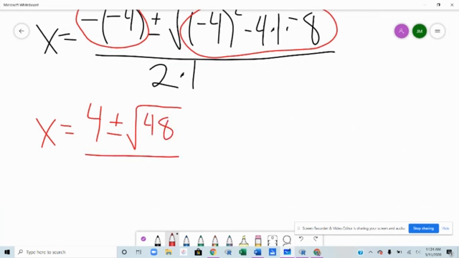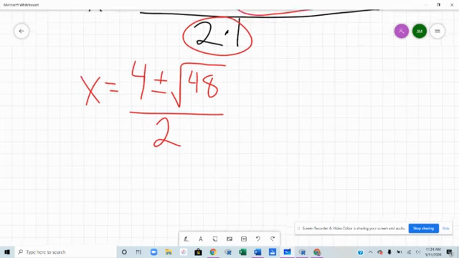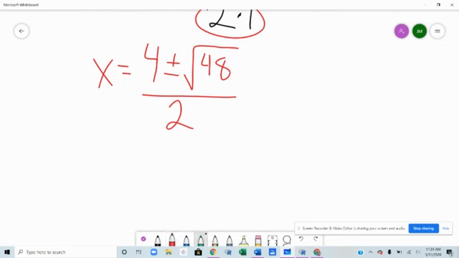All divided by, and then the last thing you can simplify is your denominator. 2 times 1 is 2. So once it's set up, the very first step is simplify your negative b, simplify what's under the square root to get this number, and then simplify your denominator. Now we're pretty much going to do one thing at a time. The next thing we're going to do is figure out what the square root of 48 is.